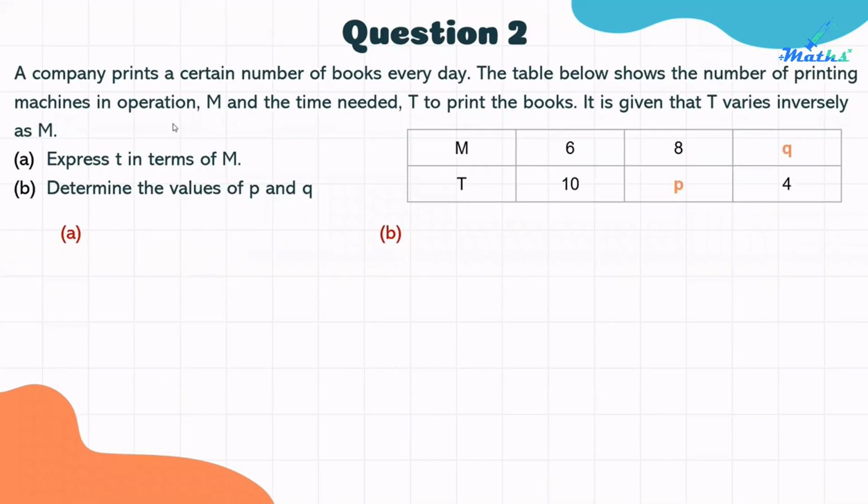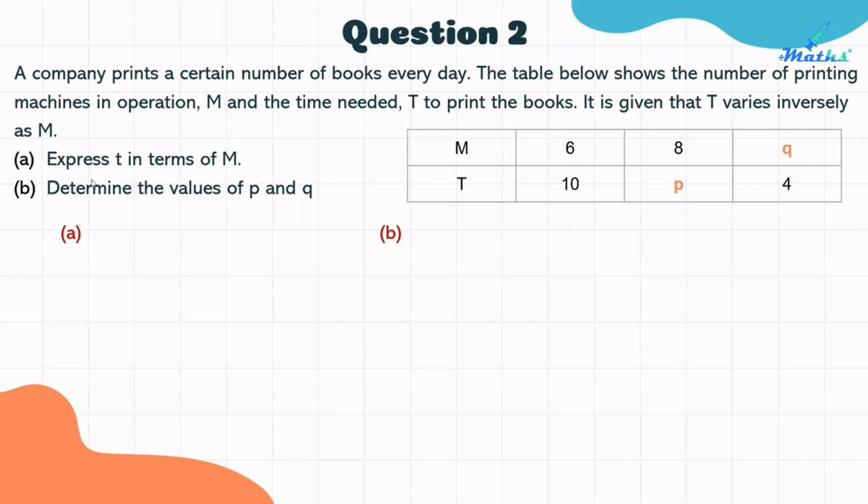Okay. Question 2. A company prints a certain number of books every day. The table below shows the number of printing machines in operation M and the time needed T to print the books. It is given that T varies inversely as M. Question A.